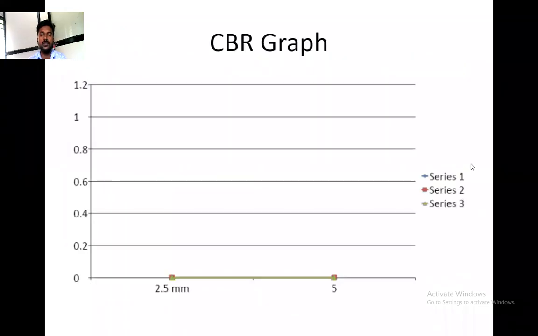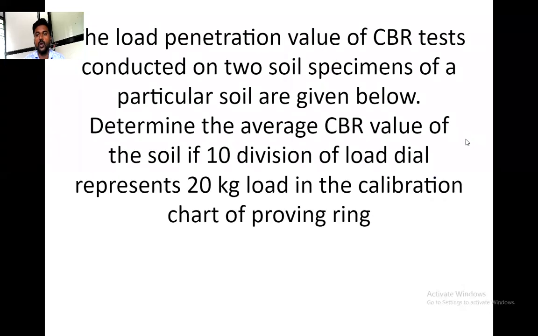After that, we need to plot the graph for different penetration values, and we need to calculate the load for 2.5 mm penetration and 5 mm penetration. The load penetration values of the CBR test conducted on two soil specimens of a particular soil are given below. Determine the average CBR value of the soil if the 10 division load dial represents 20 kg in the calibration chart of the proving ring.